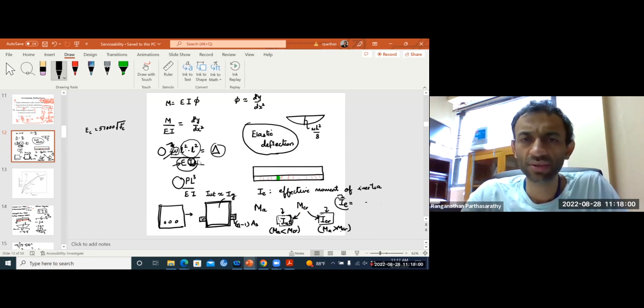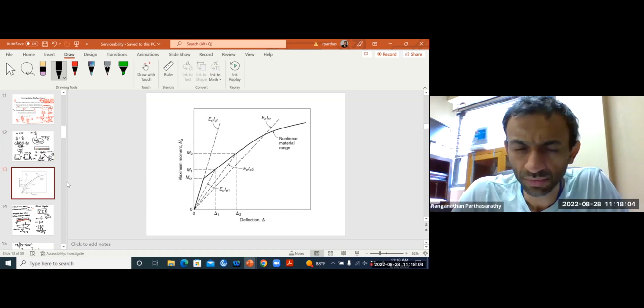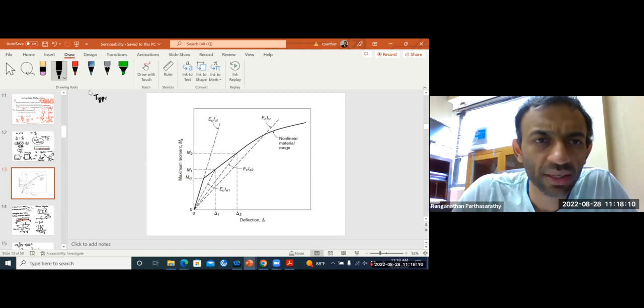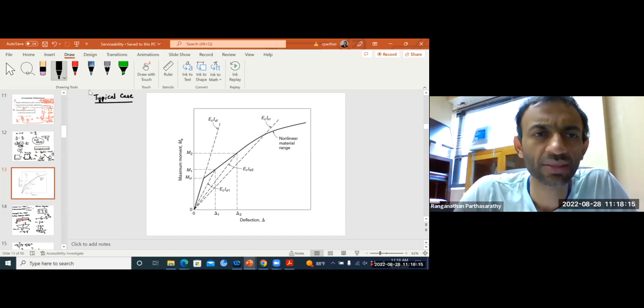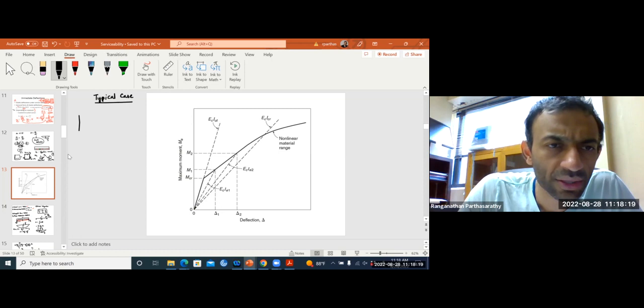So let's first look at elastic deflection using this graph. Now, what I will explain now is the most typical case. What happens in most of the cases. Okay, so here is your structure.